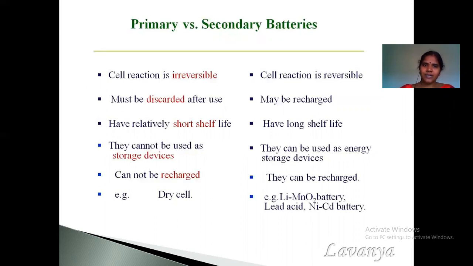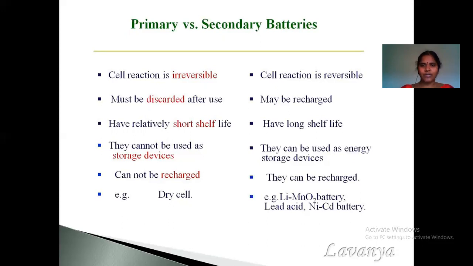Why are primary cells non-rechargeable? Because the chemical reaction is irreversible. Once the reactants are converted to products, we can't get back our reactants from the products. So as the cell reaction is irreversible, they can't be recharged. And once we use them, we should discard them. We can't use them for a long period. We just have a short lifespan for the primary batteries. And they can be used as a storage battery also. The best example is the dry cell that we use every day for various applications.